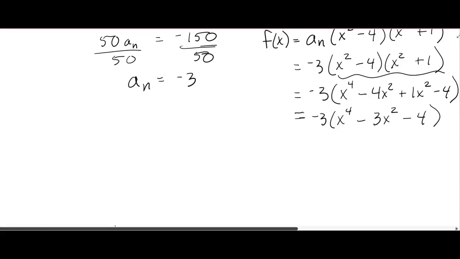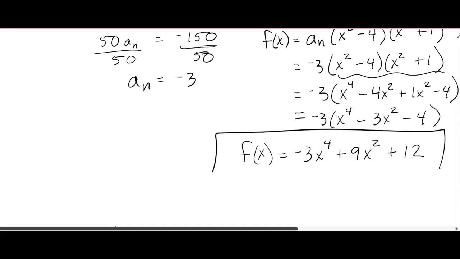And then usually they'll distribute the negative 3. So our final polynomial is going to be negative 3x to the 4th plus 9x squared plus 12. And I would leave it like that.